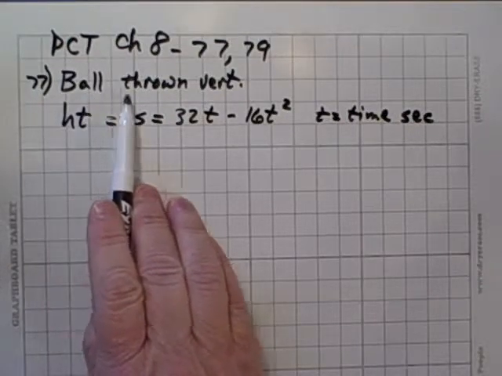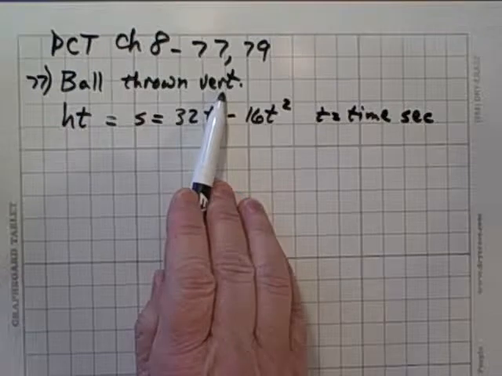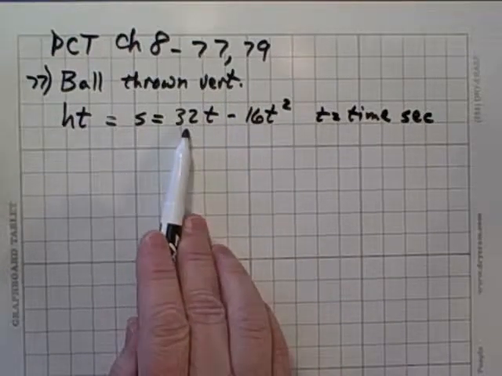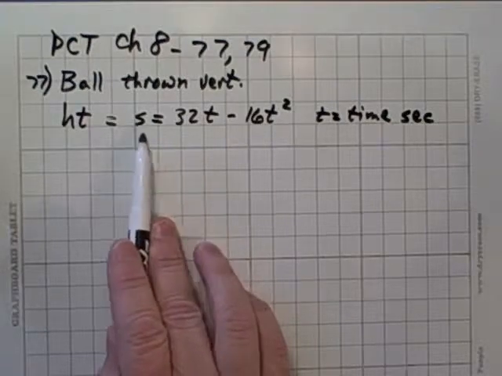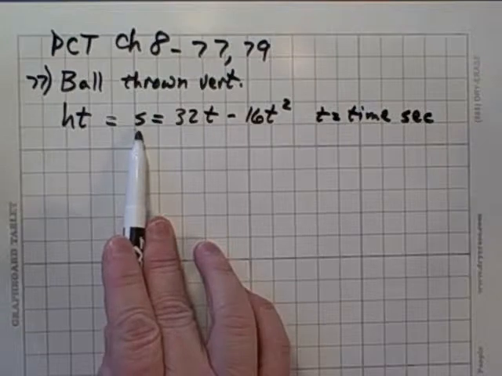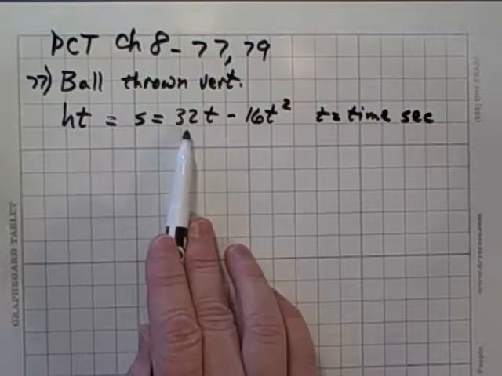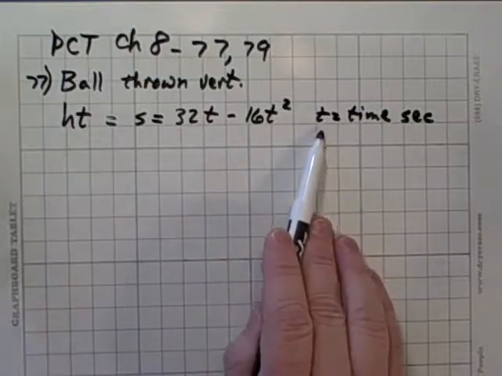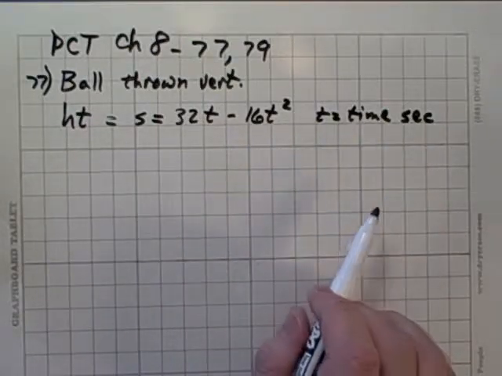Number 77 is a ball being thrown vertically in the air. The initial velocity is 32 feet per second. And this formula, S, is not for speed. S is the designation for height. It's the formula 32t minus 16t squared. T represents time in seconds.